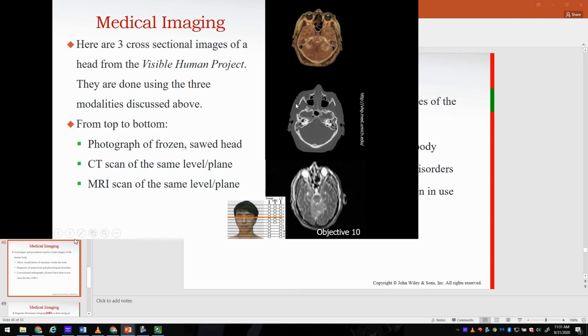This is the CT scan showing, again, the bone is nice and thick and white. You can see there the cranial cavity, the spongy bone there at right around in the cheek area, and then you can see the jaw and the nasal bone. And then the bottom one is your MRI.